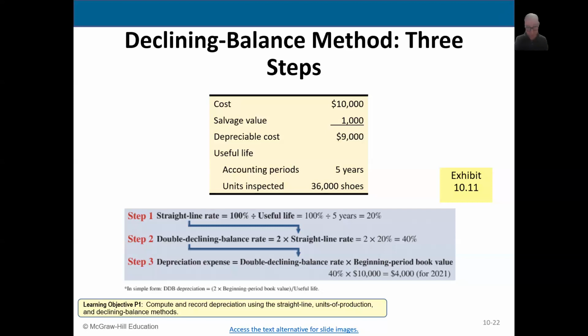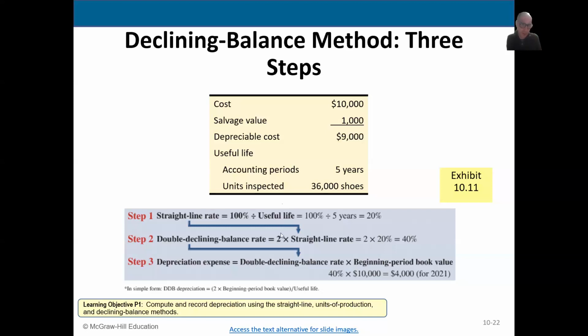Step 3 is a little bit more complex. We have to find depreciation expense. We do that by taking the double declining balance rate, in this case 40% from step 2, times the beginning book value, 10,000. 40% times 10,000 equals $4,000. The $4,000 depreciation expense is for the first year.